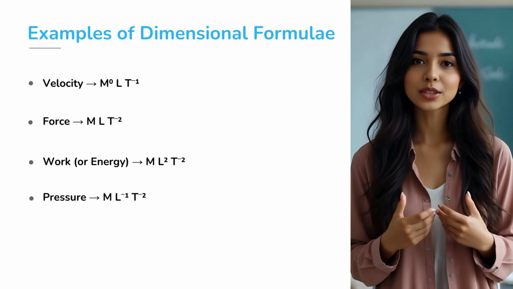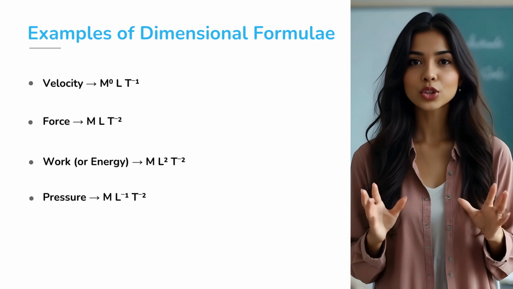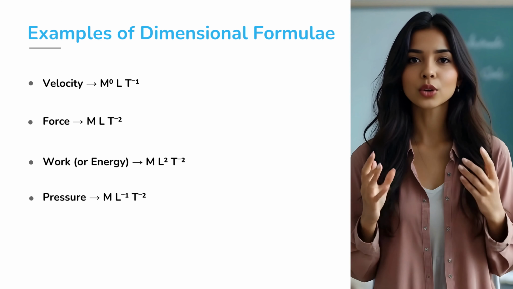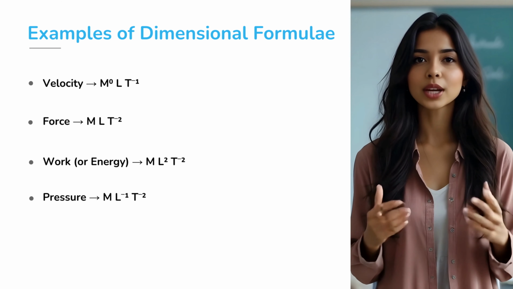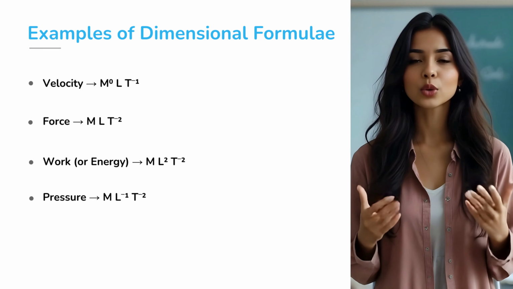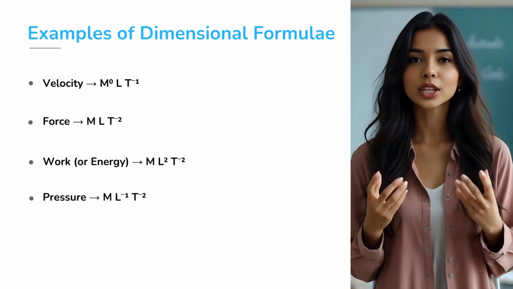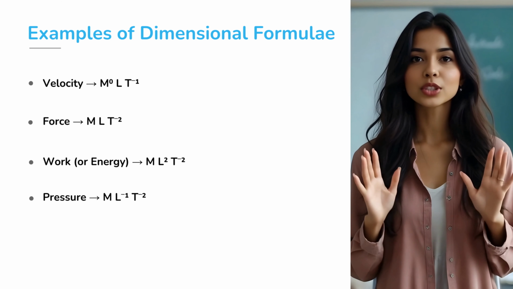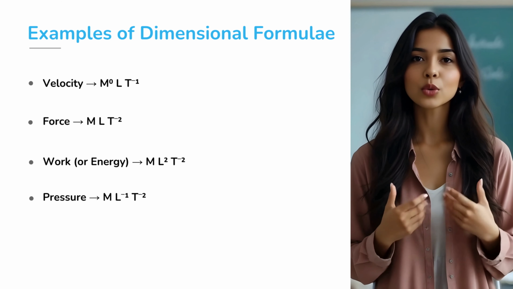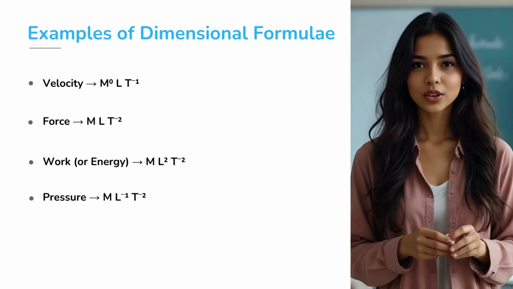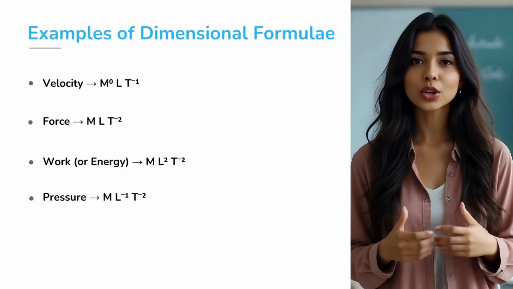Velocity equals displacement divided by time. Dimensional formula, L times t to the power -1. Force equals mass multiplied by acceleration. Acceleration equals L divided by t squared. So force equals m times L times t to the power -2.